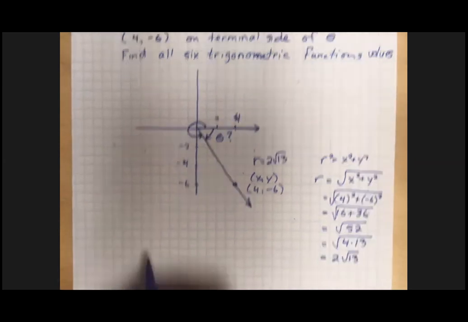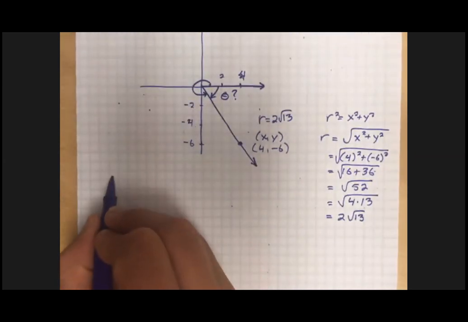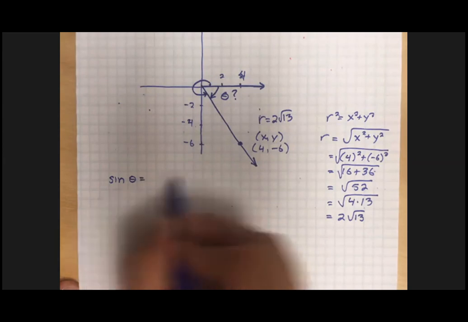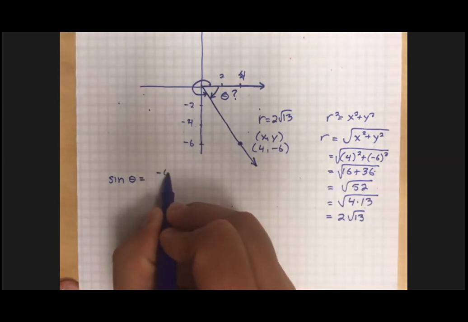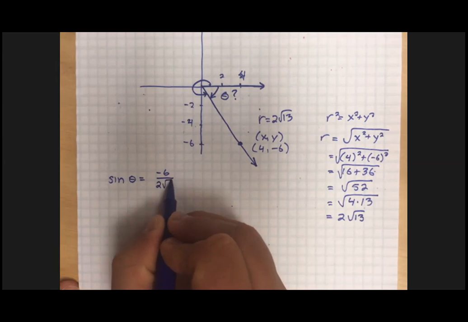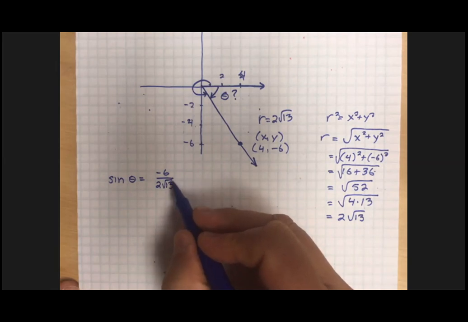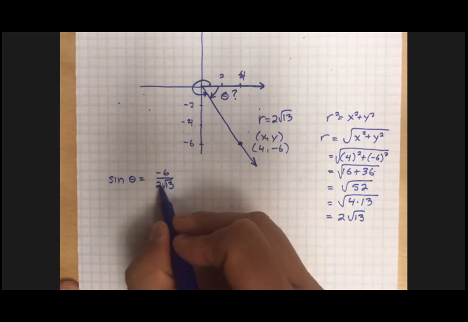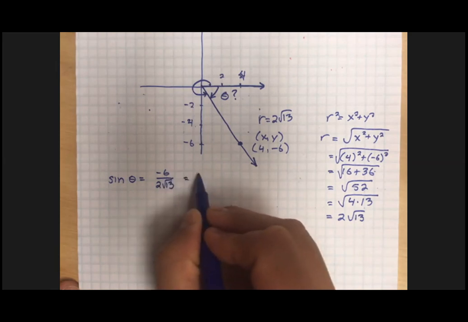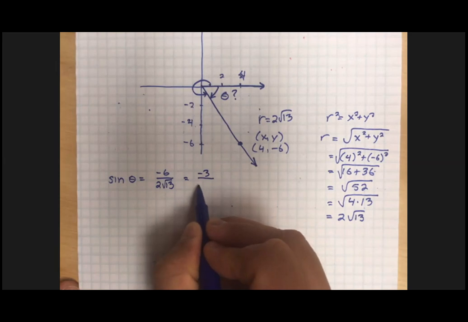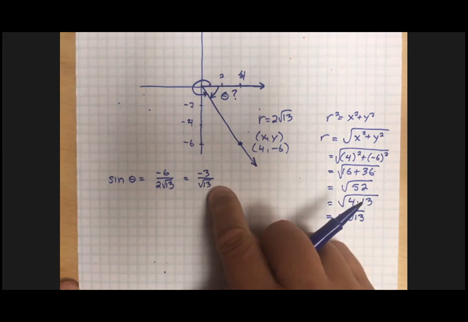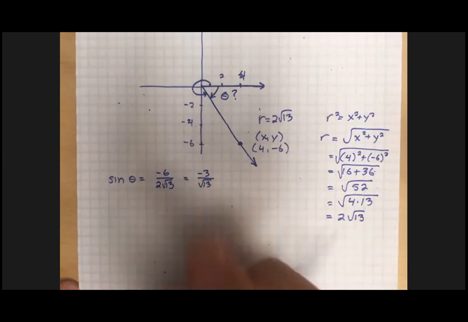And now I'll start rattling off the sine theta. y over r, negative 6 over 2 root 13. Now that is the ratio, but that is not the answer. You're always required to simplify when you can. So 6 divided by 2 is 3 divided by 1. This is negative 3 over root 13. That's got a radical in the denominator. For a moment, let's just leave it there. Pretend nobody cared about that.